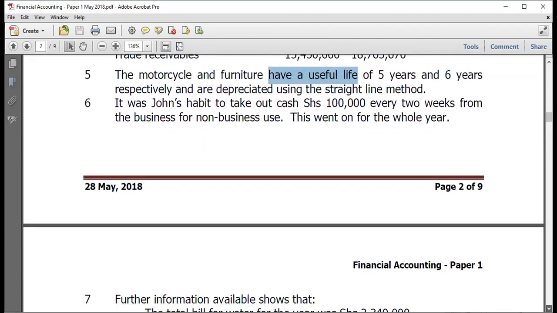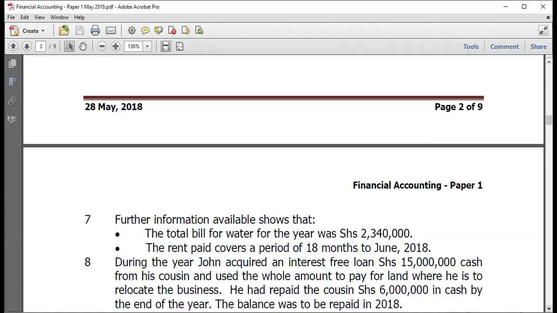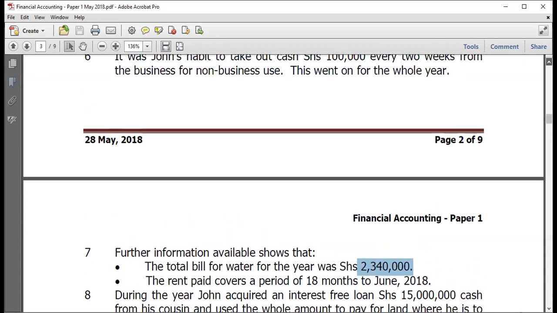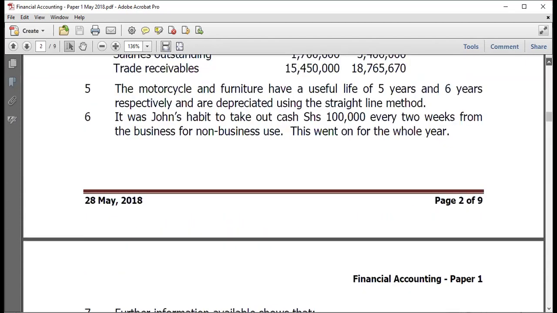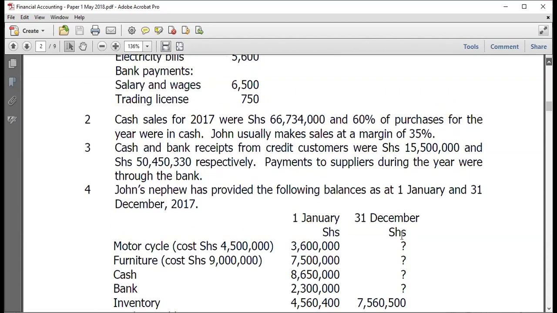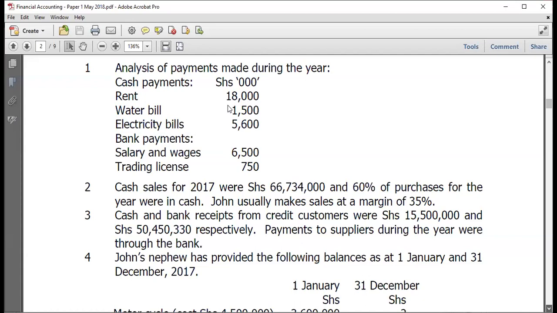But let me see if I can get some questions. Okay, some free marks right here. Now, do you see what they're saying? Further information available shows the total bill for water for the year is this. So it means that for what I don't have to calculate, I've already been given the total bill for the year. So this is what I should recognize in my books. Remember, I don't recognize what I paid, I recognize the overall bill. So as what we paid is about 1.5, the overall bill for the year is 2.3. So this is what I'll go ahead and recognize.